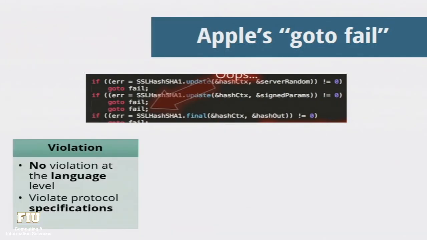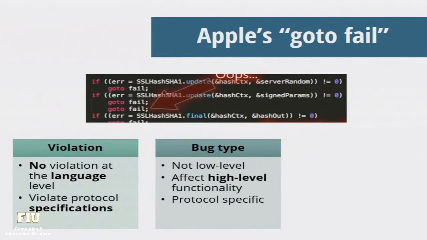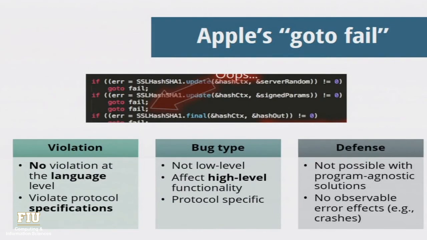It's not violating anything at the language level, right? But it's violating something in the specification of the protocol, the function, what it's supposed to do at a high level. So definitely it's not a low-level type bug. This bug is affecting the high-level functionality of the piece of code or the protocol implementation. And it is also specific to the protocol. So therefore, if we apply some protocol agnostic techniques to defend it, we cannot defend these kinds of bugs.